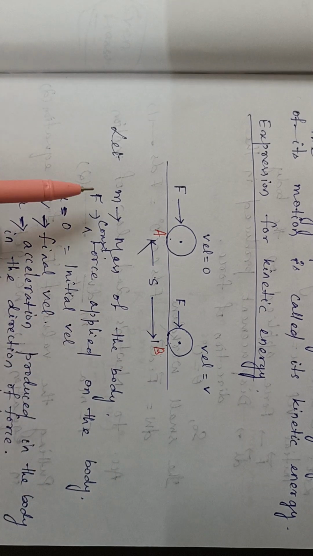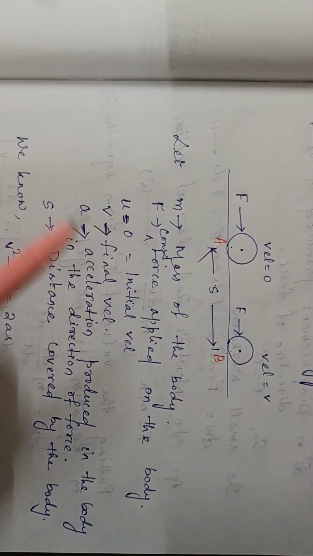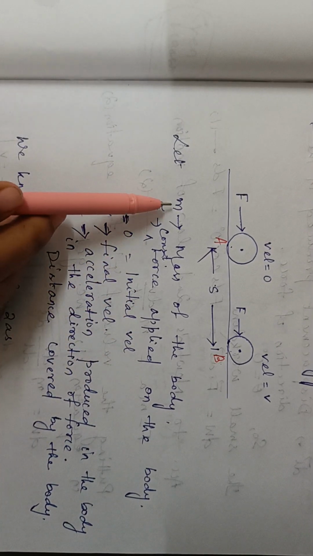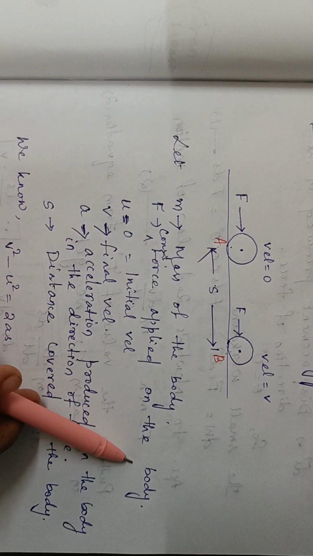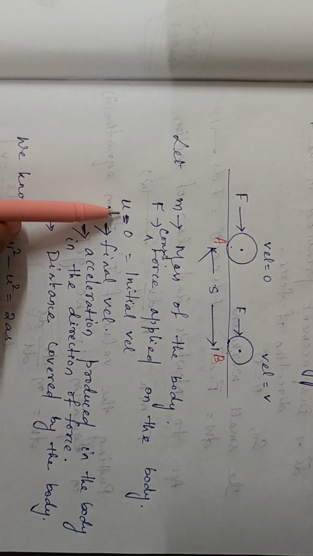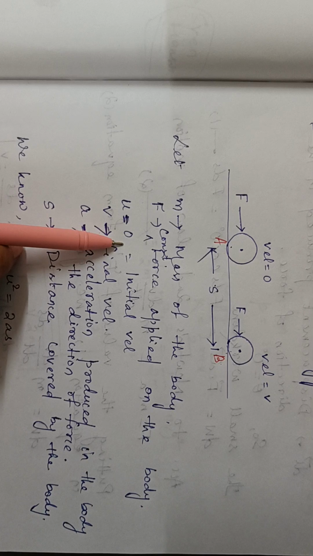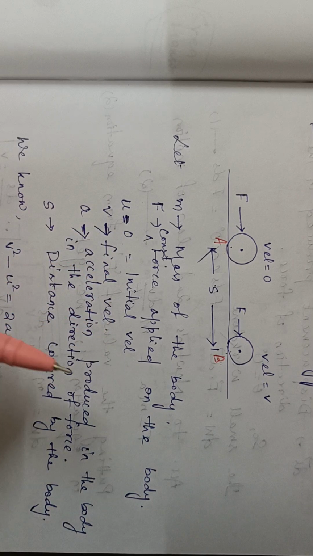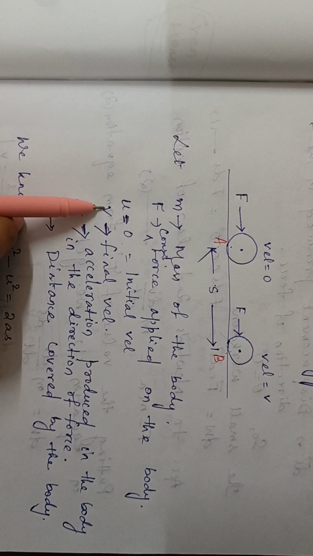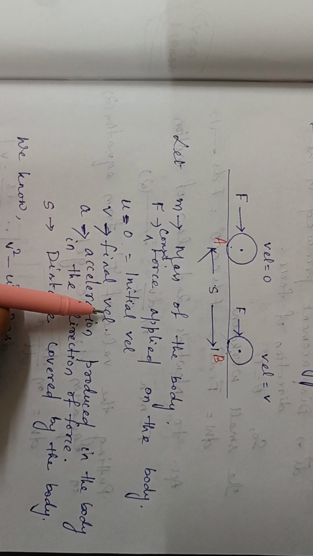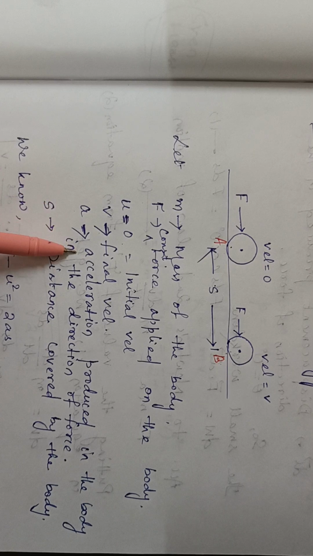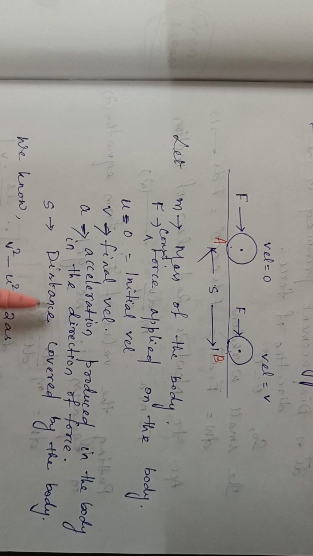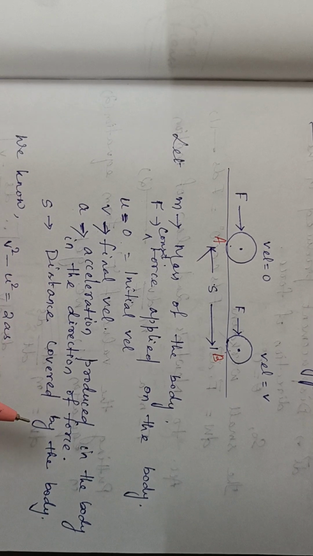Here all we have discussed is written: m is the mass of the body, F is the constant force applied on the body, u is the initial velocity, and v is the final velocity. Now small a, what is this? This is the acceleration produced in the body in the direction of force.